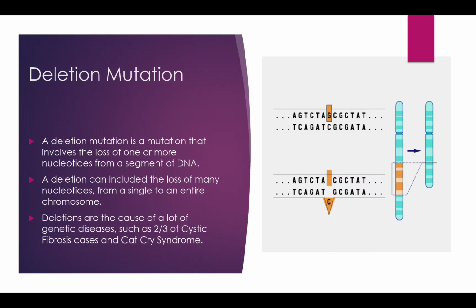Deletion mutations are the cause of about 2/3 of cystic fibrosis cases and cat-cry syndrome. Cat-cry syndrome is the partial deletion of chromosome 5. It causes a cat cry in children that have this deletion.